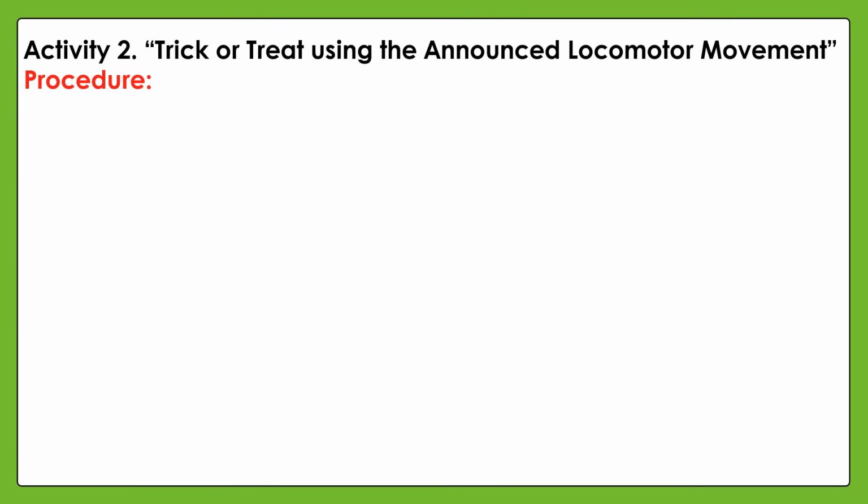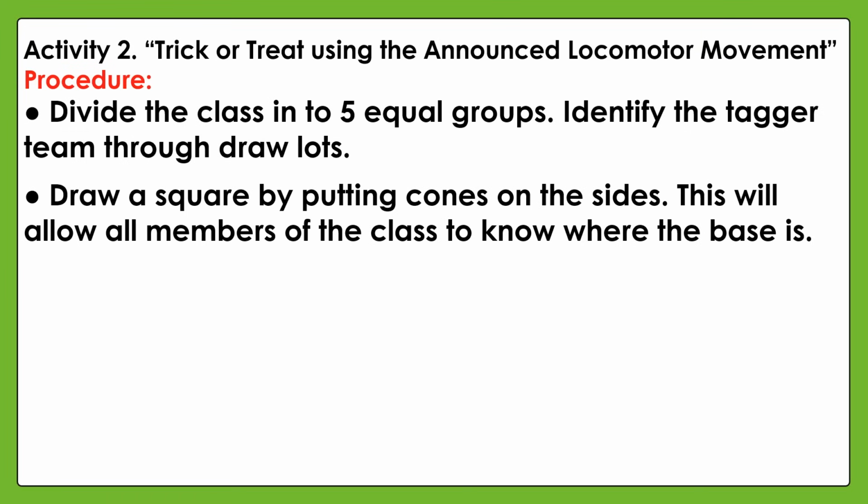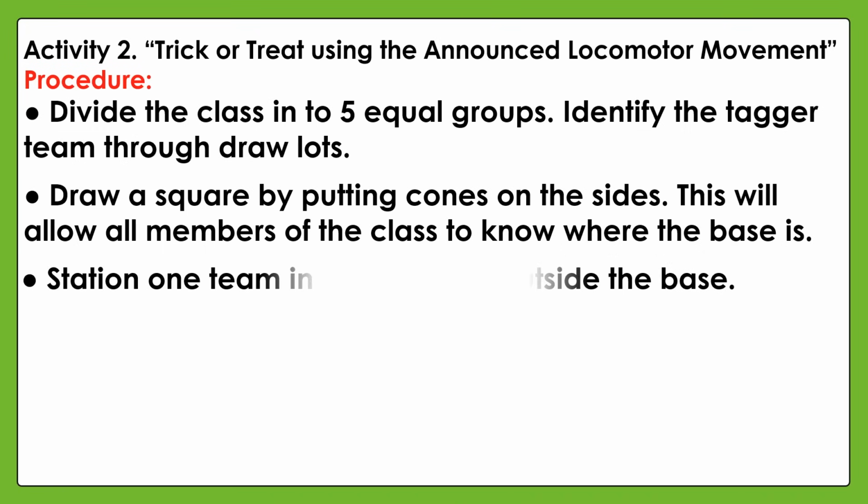Second activity, trick or treat using the announced locomotor movement. Here's the procedure. First, divide the class into 5 equal groups. Identify the tagger team through draw lots. Second, draw a square by putting cones on the sides. This will allow all members of the class to know where the base is. Third, station one team in each corner outside the base.